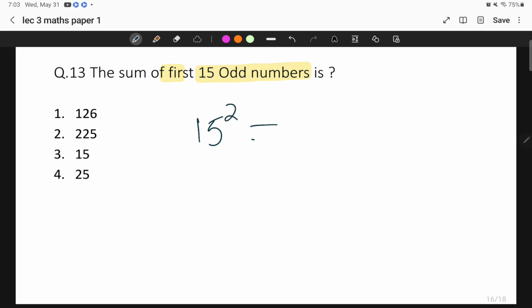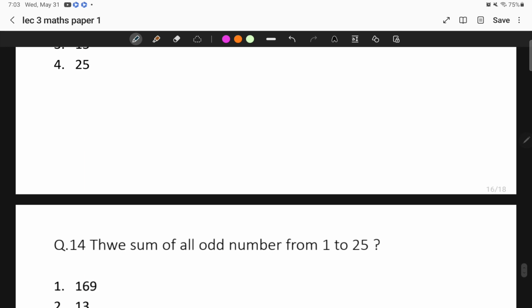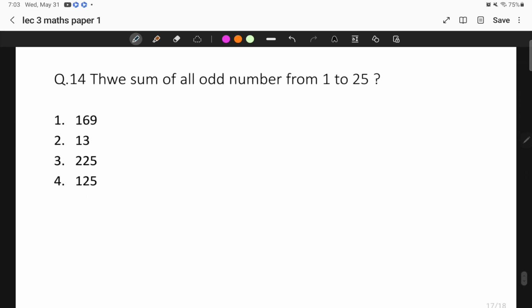15 square is equal to 225. The answer is option number B. Got it? The next question is again based on the same concept. They have asked us to find out the sum of odd numbers from 1 to 25. That is the first 25 odd numbers.